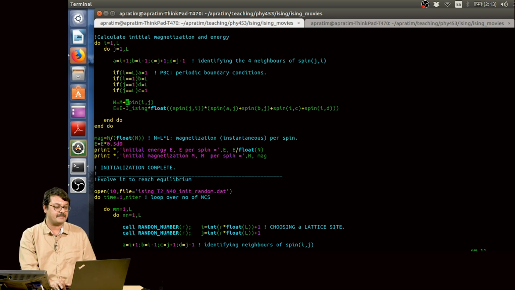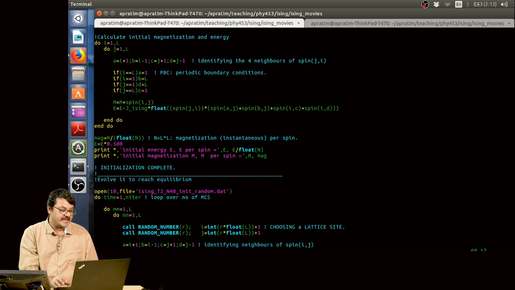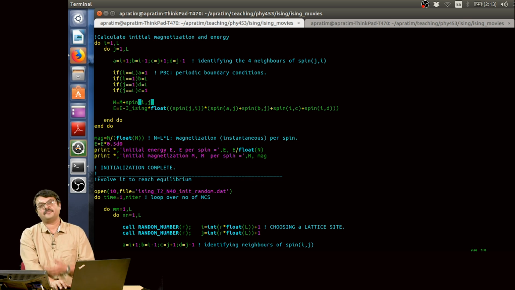I am saying m equals m plus spin i j. So, to the variable m, you are adding the value of the spin at a particular site, and you are going to each lattice site and adding the value of the spin at that lattice site. If all the spins are pointing up, then once you have scanned the entire lattice, you are going to add 1 every time you visit every lattice site, and at the end of the loop you will have the value of m to be n into 1, 1 being because all spins are up.